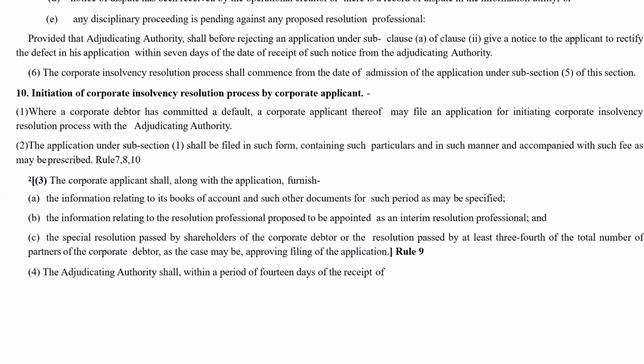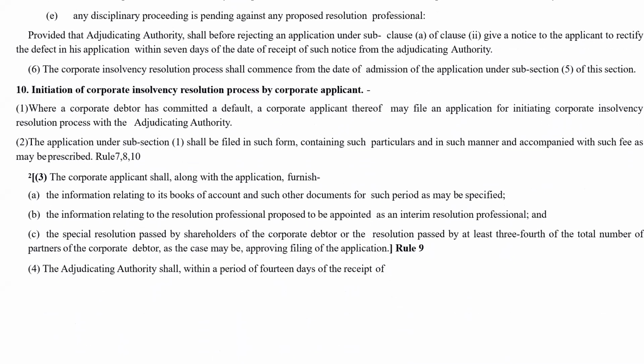Now section 10. Section 10 talks of initiation of corporate insolvency resolution process by corporate applicant. So there is a default, and neither the financial creditor nor the operational creditor has filed the application. So the question is whether the company itself, or any person on behalf of that company, can file the application. The answer is yes. But the word used is corporate applicant. They have not used the word corporate person or corporate debtor. They have used the word corporate applicant.